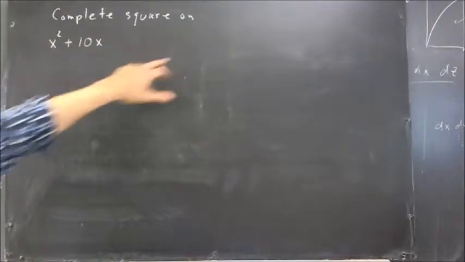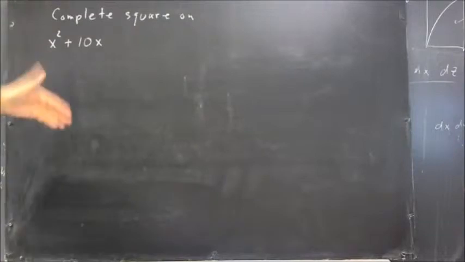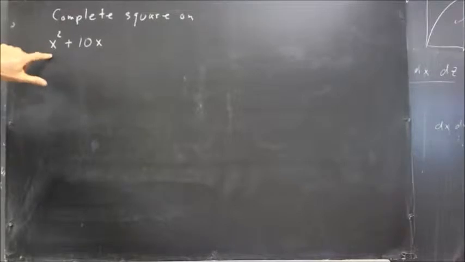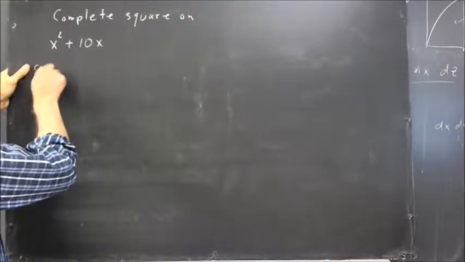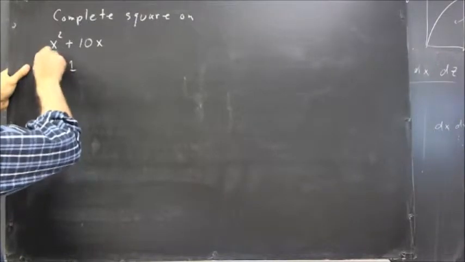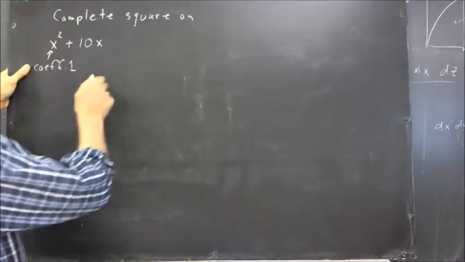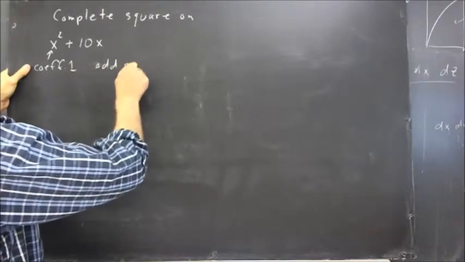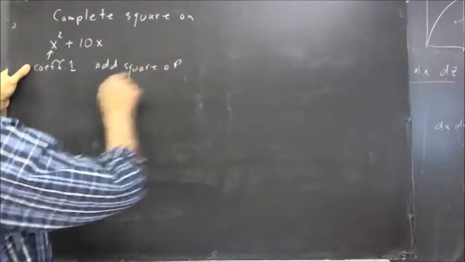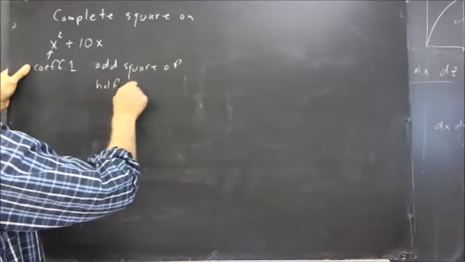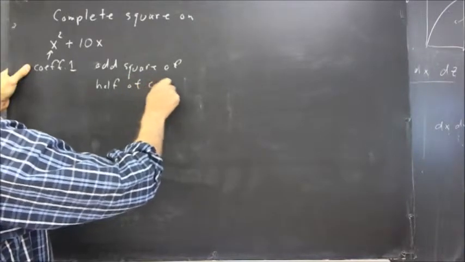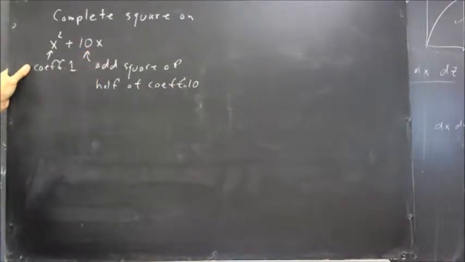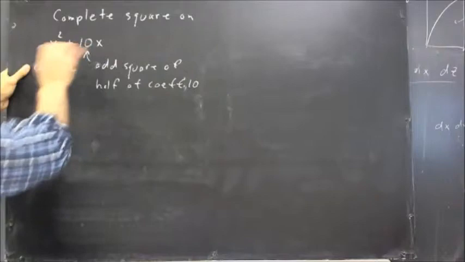If we want to complete the square on x squared plus 10x, we do what we do whenever we complete the square. We first note that the coefficient of x squared is 1, so we take the square of half the coefficient of x, which is 10.